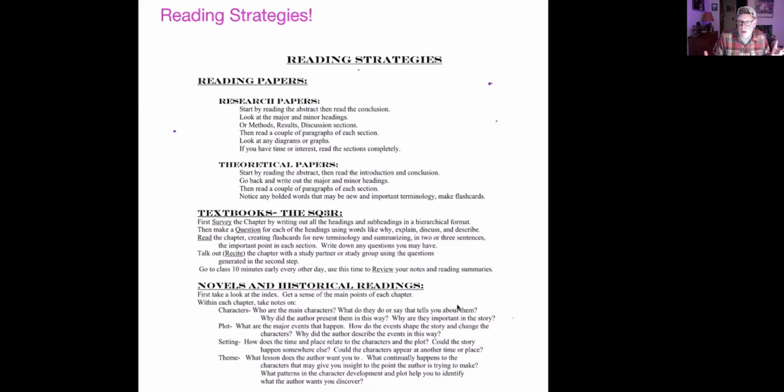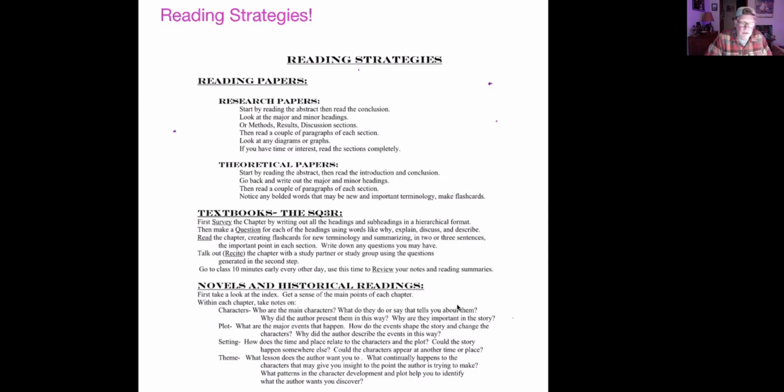Read a couple of paragraphs at the beginning of each section. Maybe that'll give you a real good sense of what they're talking about. Look at any diagrams or graphs, because that's going to give you some information very visually, which many people really would like to have. And then if you have time or interest, read the sections completely and take notes on the side even. But don't highlight so much. What I find is that when people highlight, they highlight everything by the time it's done. I would say just highlight very, very specific things that might be important, or maybe even read a section and try to come up with a sentence that really summarizes everything for you.